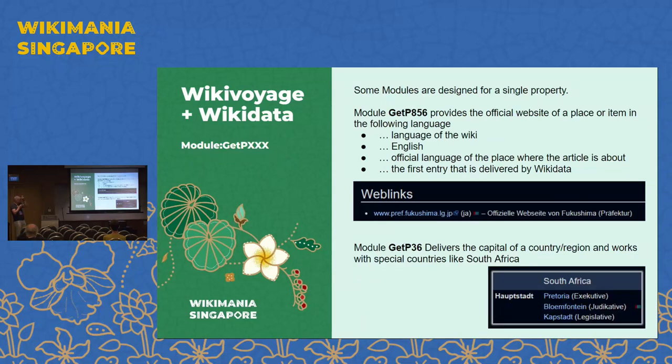And we have a few modules that are designed just for one purpose, because some information is more complex, like web links. So we add automatically the language of the website, and the module tries to fetch the best one for your purpose. So in this priority, you can fetch the German website or the English one, and if you don't find it, you get a local one. And there are, of course, some very special entities like capitals. A special example is South Africa, which has three different capitals. So it's formatted and fetched, and you get even the kind of capital.